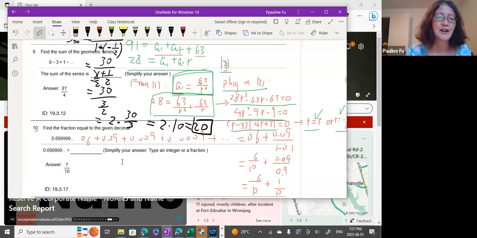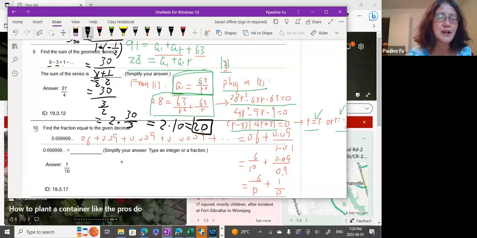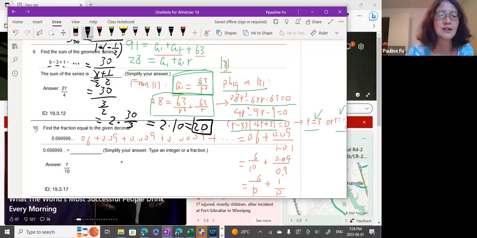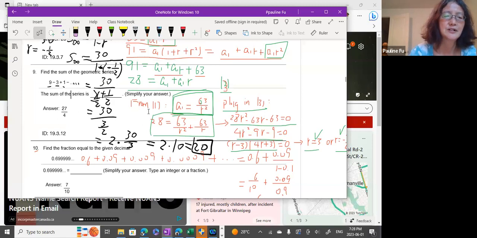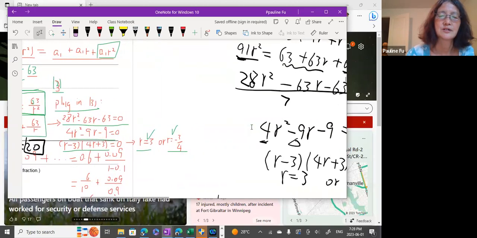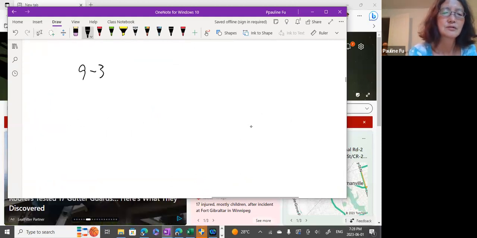Question 9: find the sum of the geometric sequence. 9, -3, plus 1, and so on. If you see the three dots without any last item, that is an infinite geometric sequence, and then you use the formula. Maybe I want to copy it down. We are asked to do this.